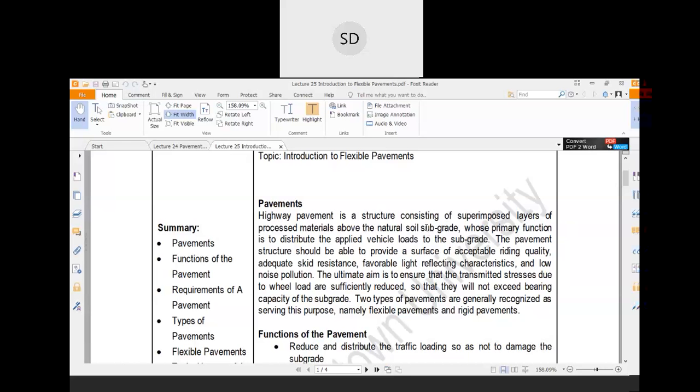So basically, whatever load is applied over the top surface will gradually decrease and eventually be transmitted into the soil subgrade. Now, the pavement structure should be able to provide a surface of acceptable riding quality as well as adequate coefficient of friction so as to reduce any chances of slip or skid. The ultimate aim is to ensure that the transmitted stress due to the wheel load is sufficiently reduced so that it does not exceed the bearing capacity of the subgrade.